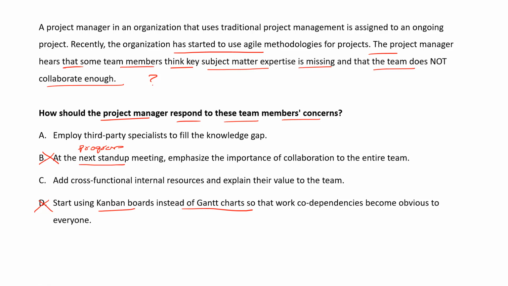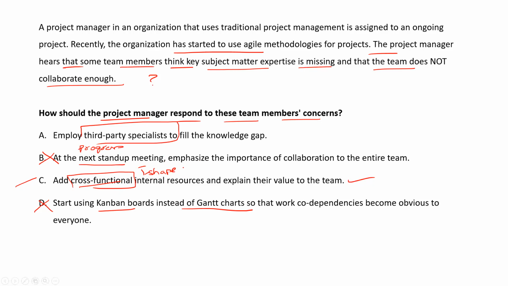I think C. You think C is the better answer? Option C. What about Naman and Tahir? It's a C answer. Yes, I think it's C, because employing a third party specialist means you will hire from outside, it's difficult. And if you have a cross-functional team, that's what Agile says, right? We should have a cross-functional T-shaped team. If you remember what we do in Agile, T-shaped team. So according to this, C is the better answer. Yes, great. C is the answer. Very good.